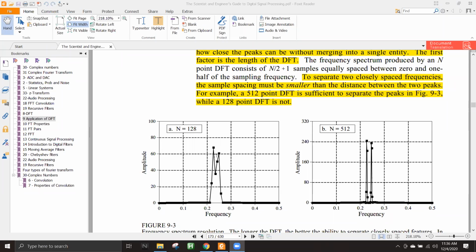So these two peaks are for maybe one signal. These two peaks are also for the same signal that we were talking about here. But notice that here these two peaks were very close, and here these two peaks are relatively far apart. So why is this better?